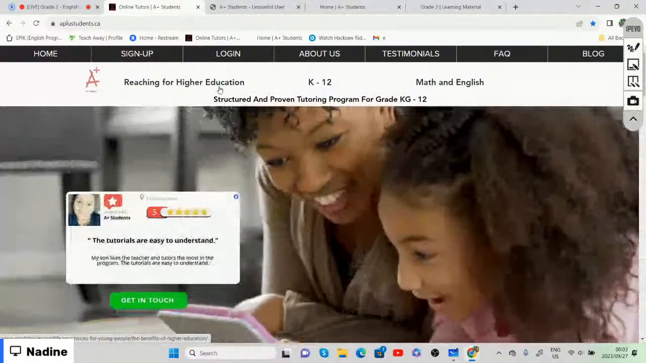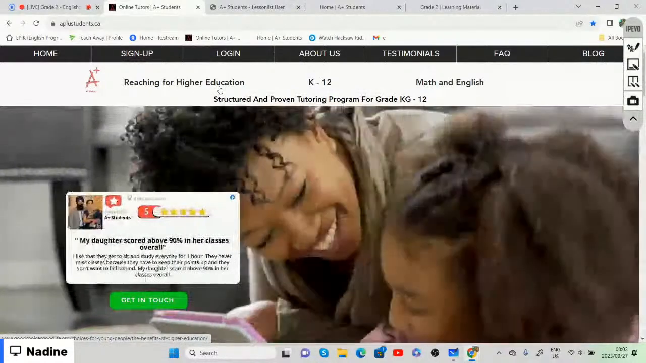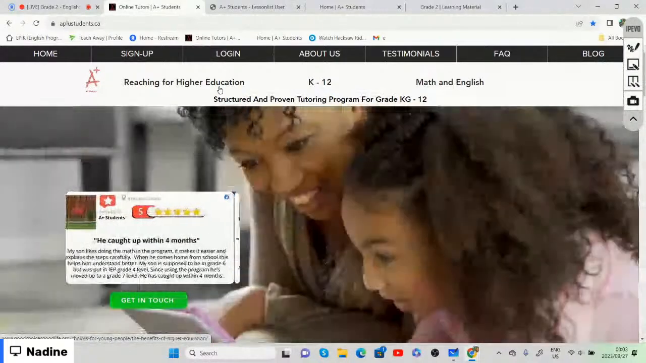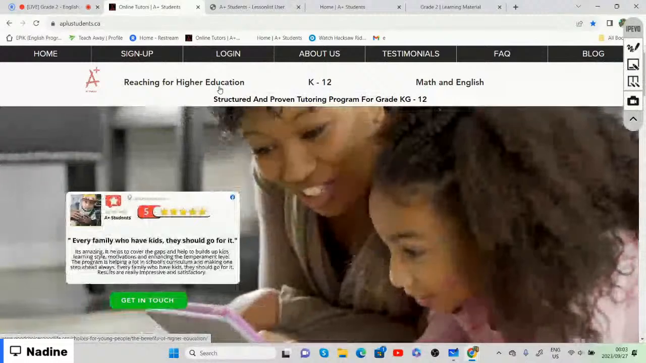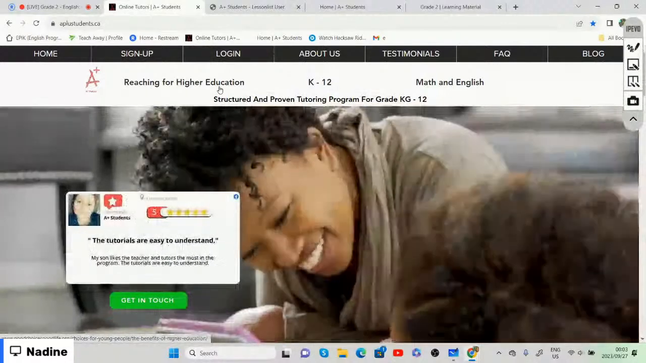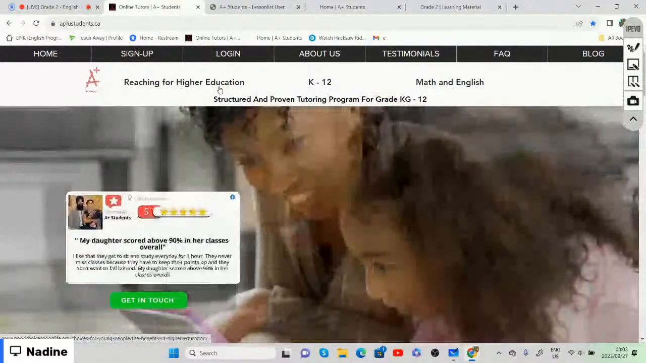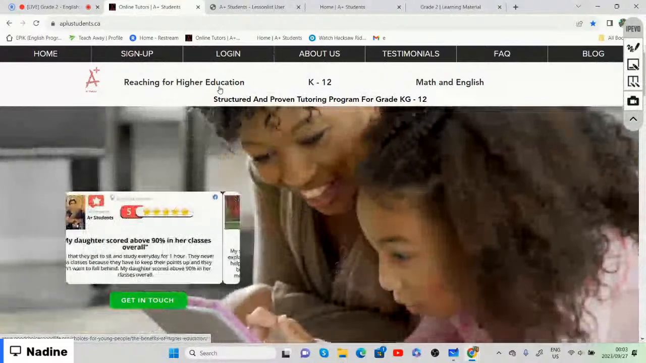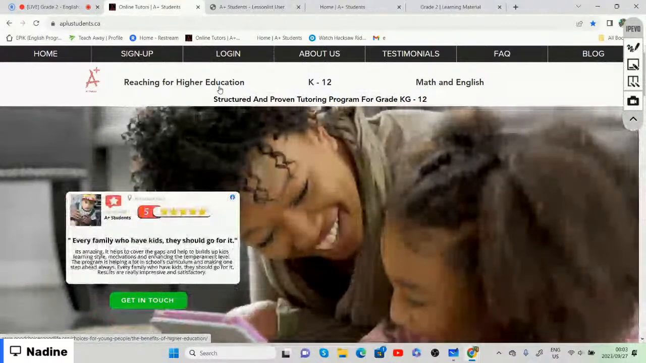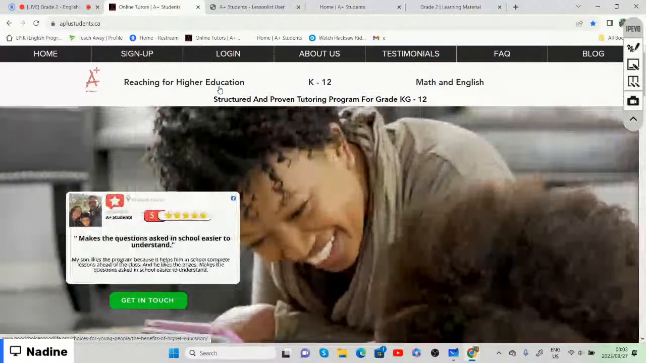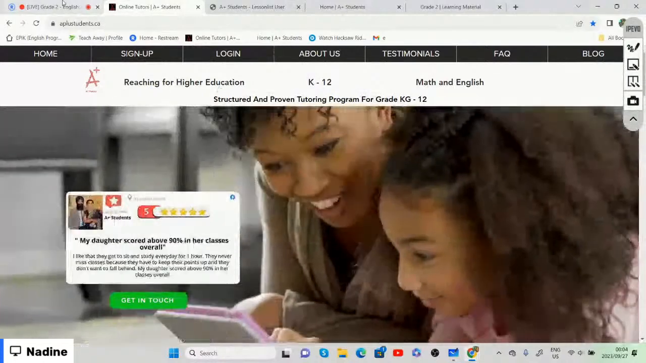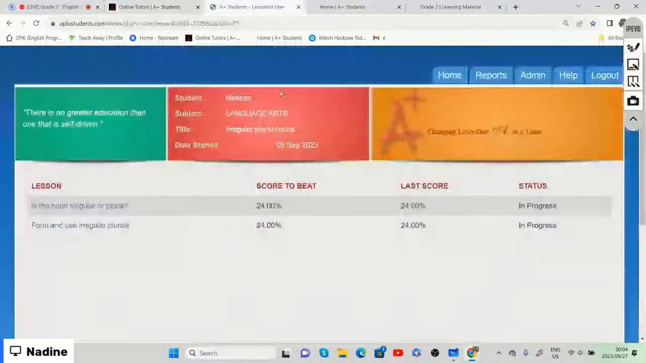Once we've logged in with our username and our password, we can select the subject of language arts, and then we select grade 2. Once you have selected grade 2, you're going to scroll down to the different chapters until you get to irregular plural nouns.